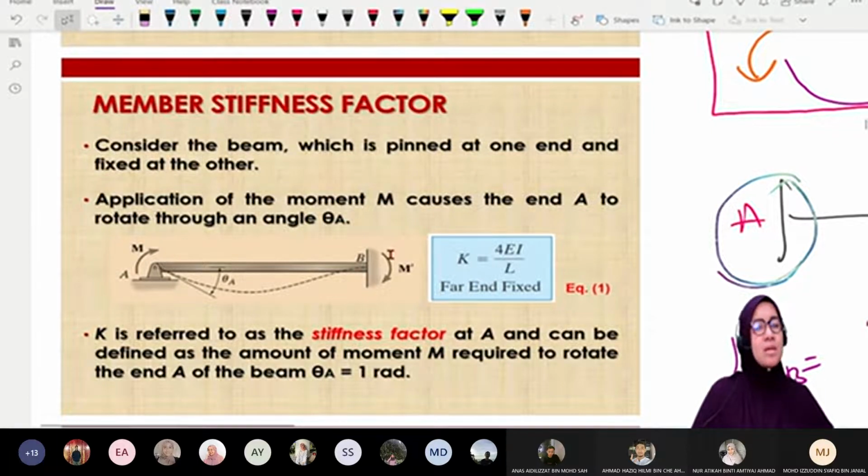MDM is very important because in design, next semester you will be taking design courses, and in design you need to use this basic to draw the bending moment diagram, because we identify the crack in the beam by using the bending moment diagram.